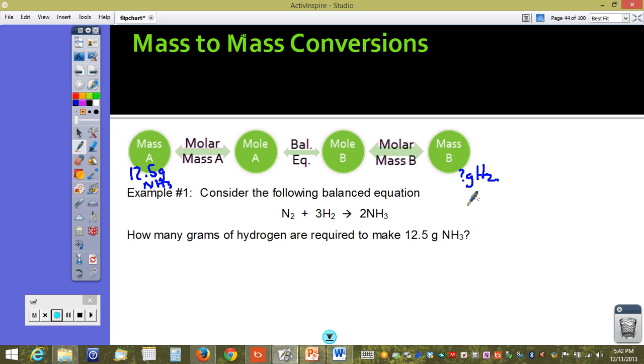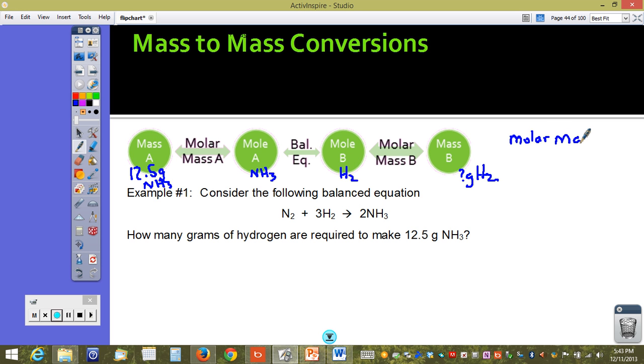Now to do this, we're going to need to have two different molar masses. Going from mass of A to moles of A, this is the ammonia step, we need the molar mass of ammonia. Then we're going to go from moles to moles of hydrogen using the balanced chemical equation. Then from moles to mass using the molar mass of hydrogen. So this will also be for ammonia, NH3, and this will be for hydrogen. Let's write down what our molar masses are.